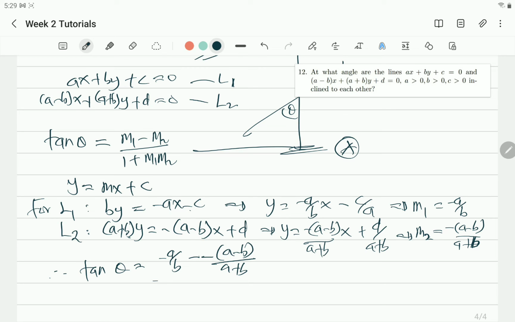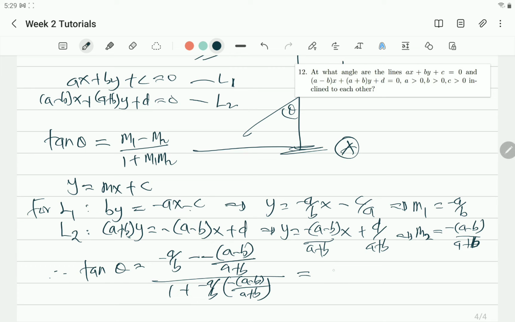So because the negatives are 2, remember it will turn to positive eventually, and the denominator becomes 1 plus the first gradient, which is minus a over b, and the second gradient, that is minus a minus b over a plus b. I can simplify this somehow to something we can easily deal with. So I would have to combine the numerator first into one fraction, and I do the same for the denominator.